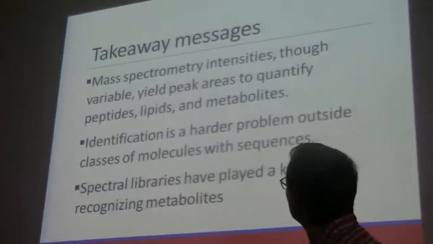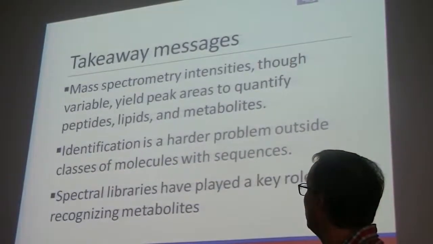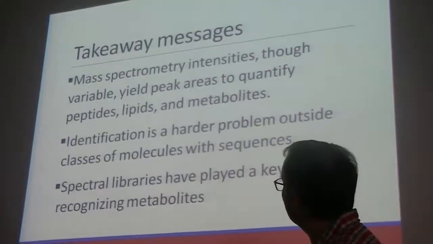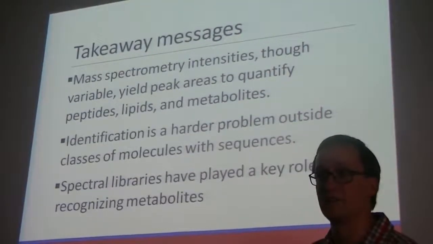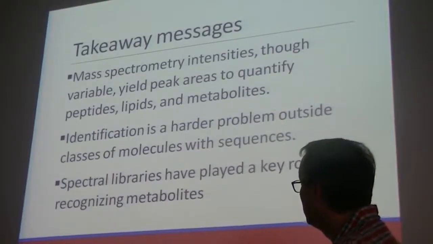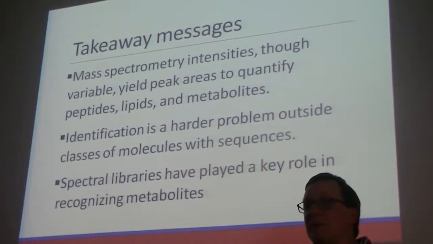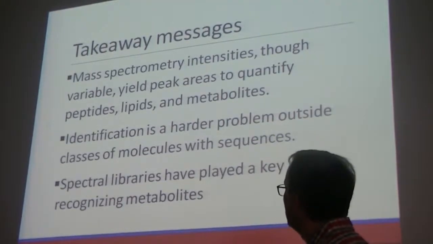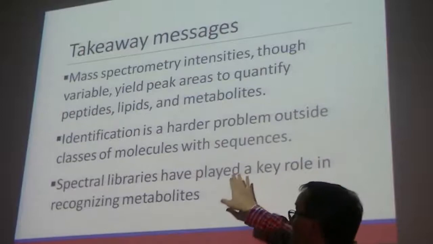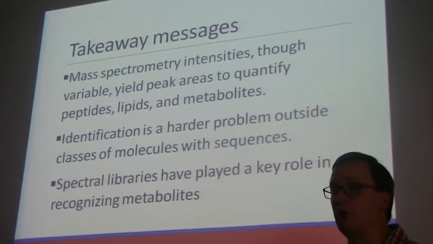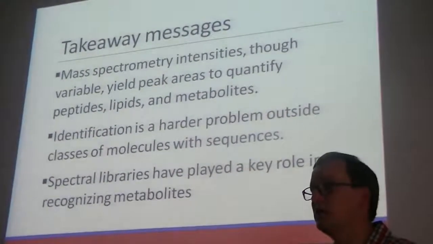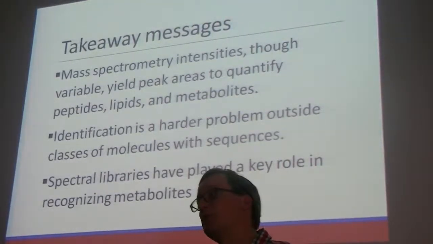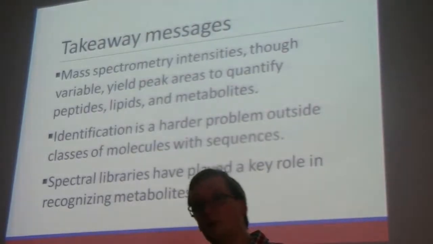Okay, so mass spectrometry intensities can be variable, but they still yield peak areas in these chromatograms to quantify peptides, lipids, and metabolites. You can use them in all 3 of these cases. Identification is quite a lot harder when you step outside of the classes of molecules that have sequences, and that is frustrating, but it is not insurmountable. Spectral libraries have played a key role in recognizing metabolites, but I think the further along we get in the world of metabolomics, the better we're going to get at being able to model what fragments we should see when a metabolite blows up.